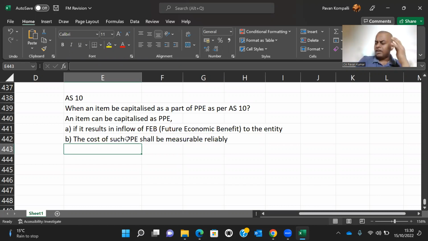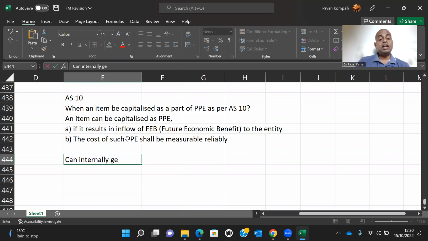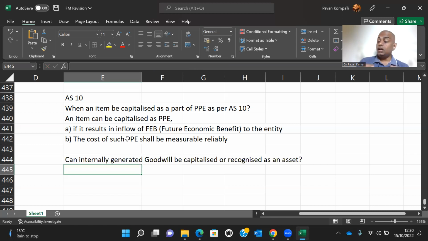Now you tell me, as per Accounting Standard 26, Intangible Assets, can internally generated goodwill be capitalized or recognized as an asset? Everybody is saying no. Excellent. Why?